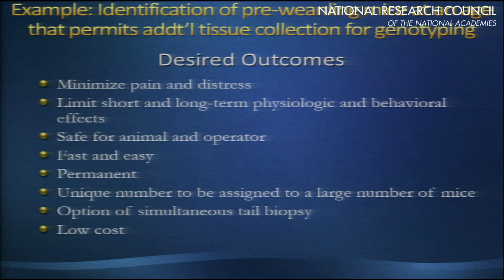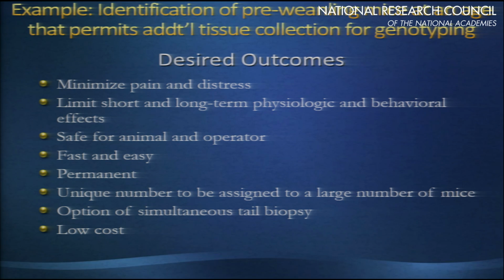So here is our approach. We had desired outcomes, and many of these should be quite obvious. We want to minimize pain and distress. We want to limit both short and long-term physiologic and behavioral effects. We want it to be safe and easy for the operator. We want it to be permanent. We needed a unique number to be assigned to a large number of animals.